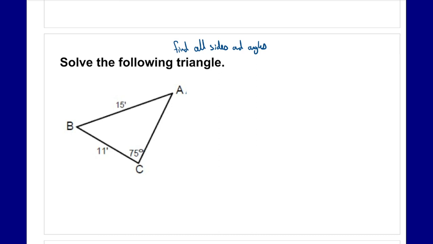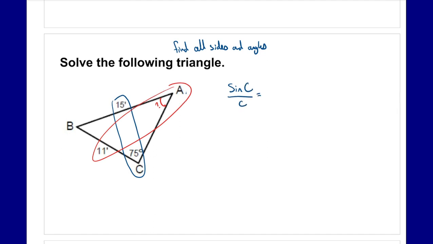I can't use any of the ratios, so I'm going to have to use my sine law. I see that I have a full pair here and half a pair here because I'm missing this angle. So I can use my sine law to find that angle. So in this case, I have sine c over little c equals sine a over little a. I'm not worrying about the third pair right now because in this case it doesn't really matter. I don't require any of that information to solve for the missing angle A.